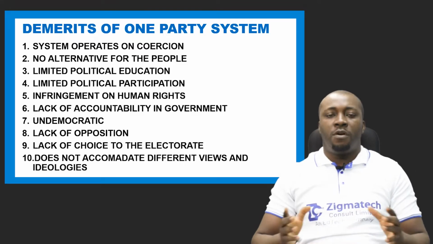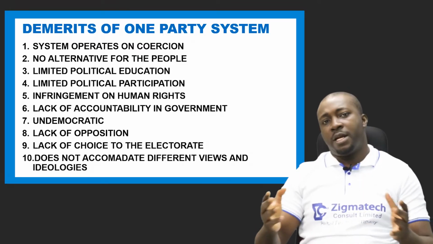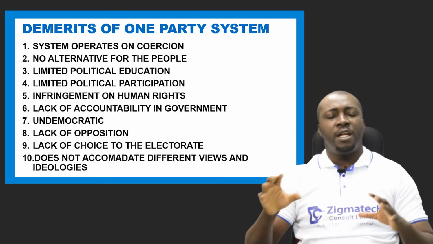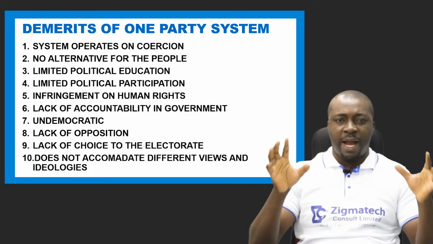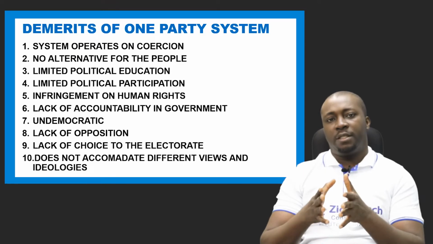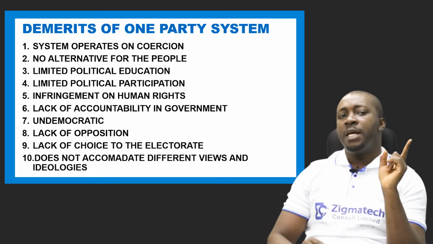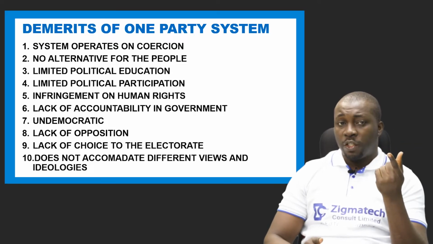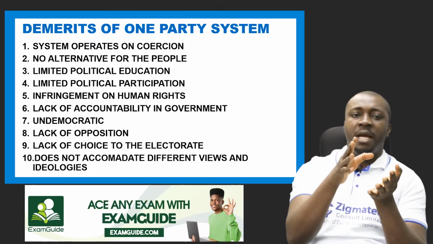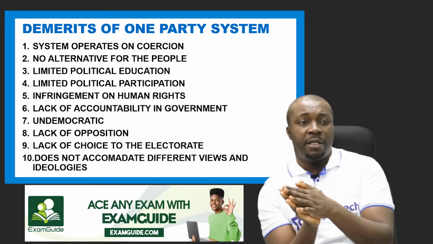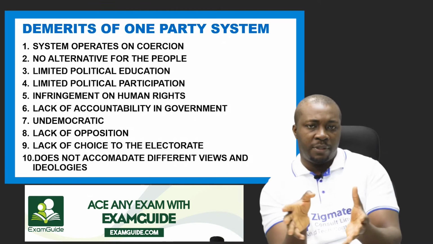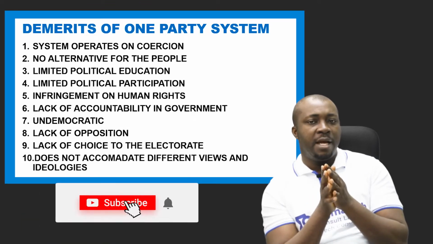Then there is lack of choice to the electorate. The electorate lacks choice because they are limited to one party. And also, it does not accommodate different views and ideologies. It does not, because it limits the people, the citizens, to one political ideology, the ideology of that party, which many members of the society or the state may not be in agreement with. So these are the demerits, the problems associated with one-party system, and that is why it is not quite popular.